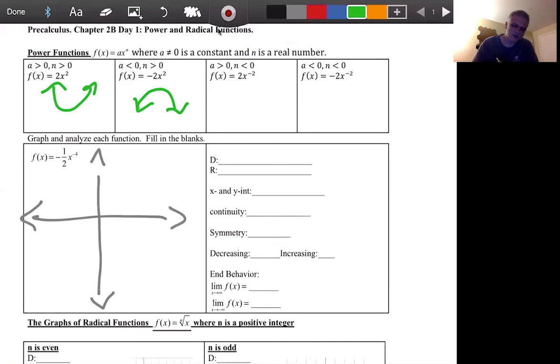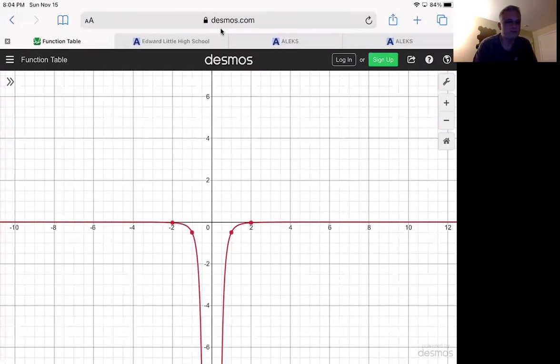So let's first look at this right here. We have a is -1/2, and, excuse me, n is -4. So if you just go in and graph this, just go to Desmos and graph it, we'll see something that looks like this. Let's go to Desmos and graph this, shall we?